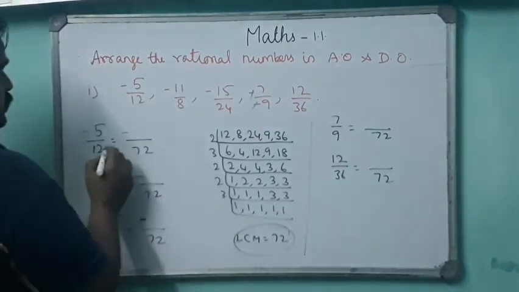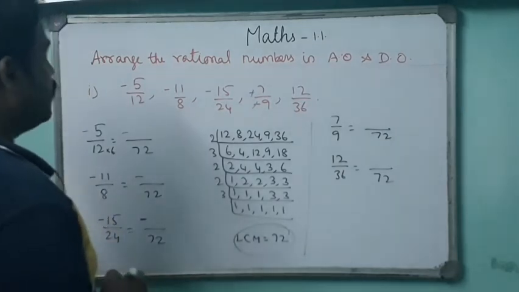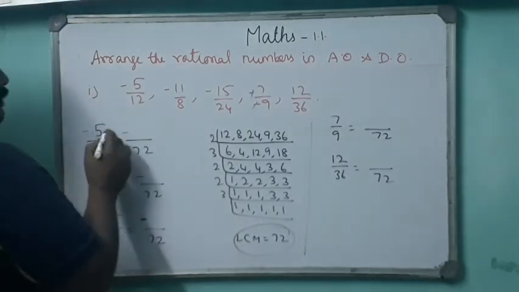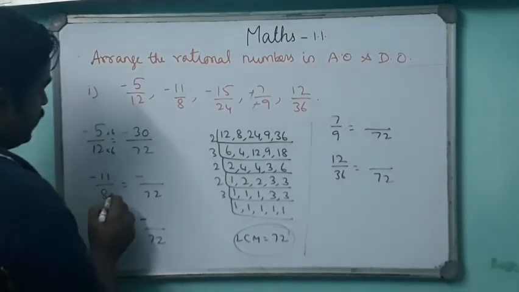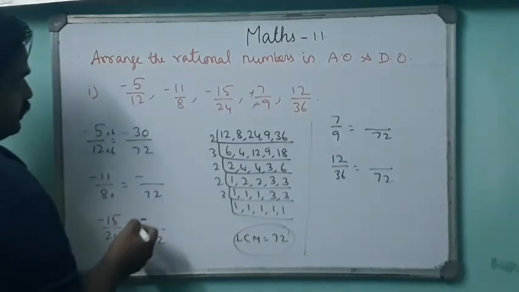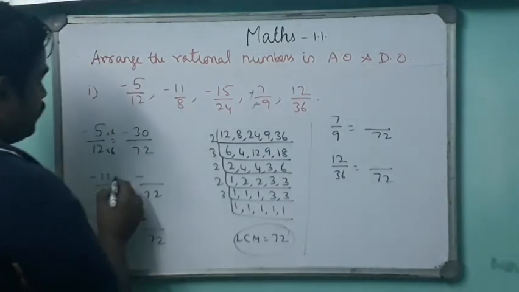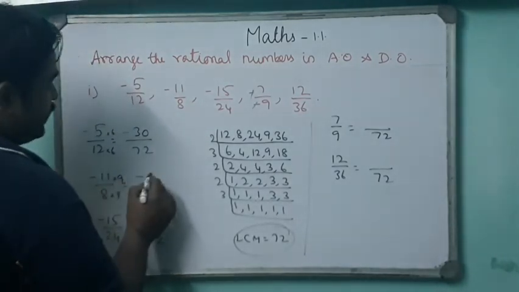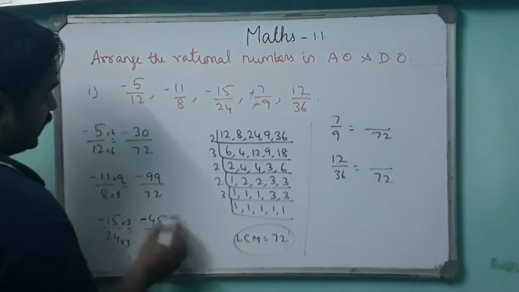Come here. So 12, how many times do you have to multiply? 6 times. 12 into 6 will be 72. So the same thing you have to multiply in the numerator also. 5 6s are 30. It's minus 30. 8 into how many times is 72? You can take 9 times. 9 8s are 72. The same thing you have to multiply here. Minus 11 into 9 will be minus 99. 24 into 3 times will be 72. And 15 into 3 times will be minus 45.